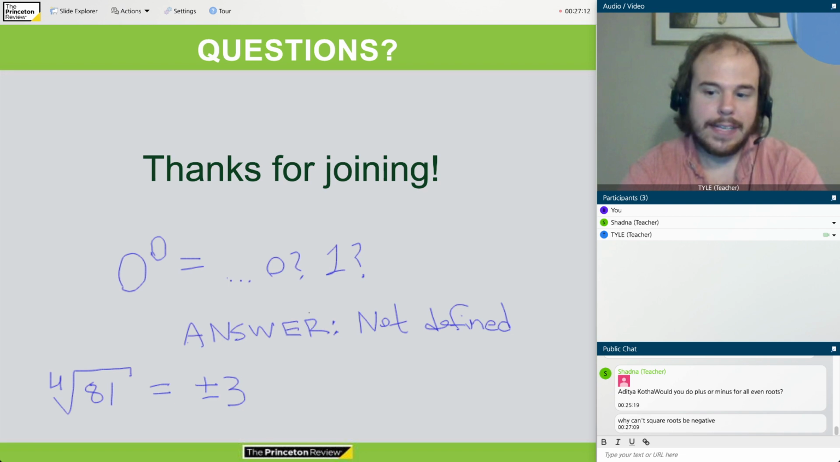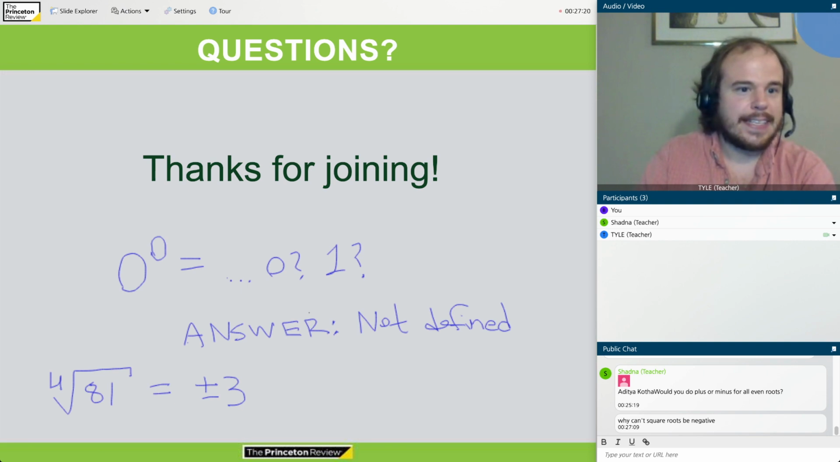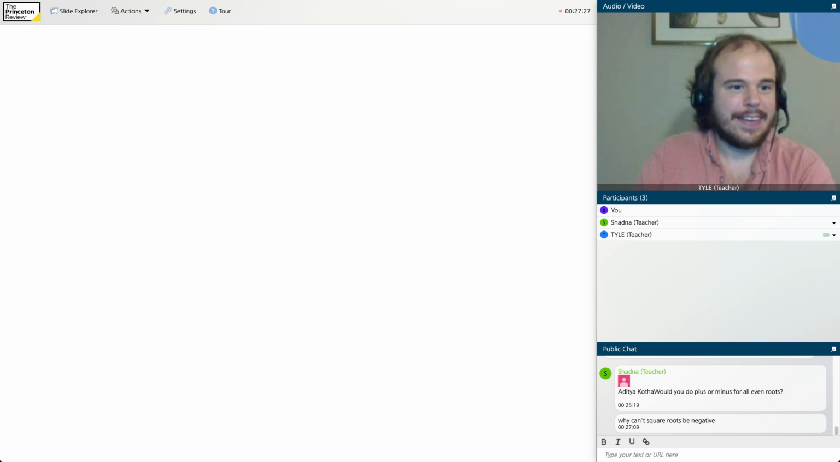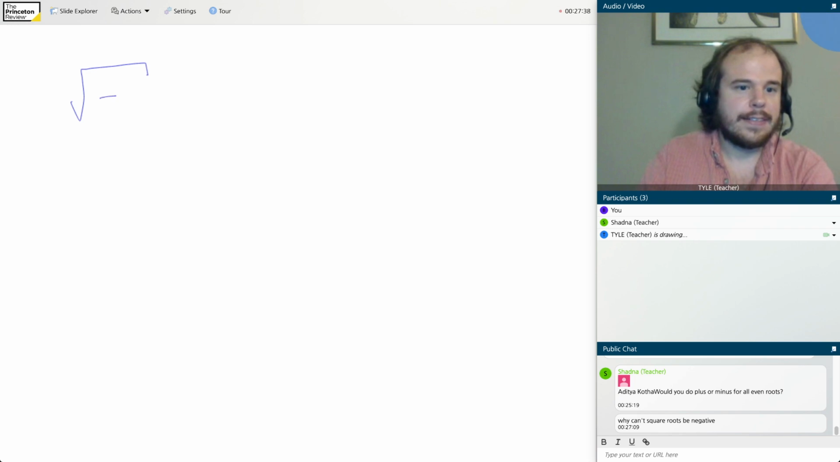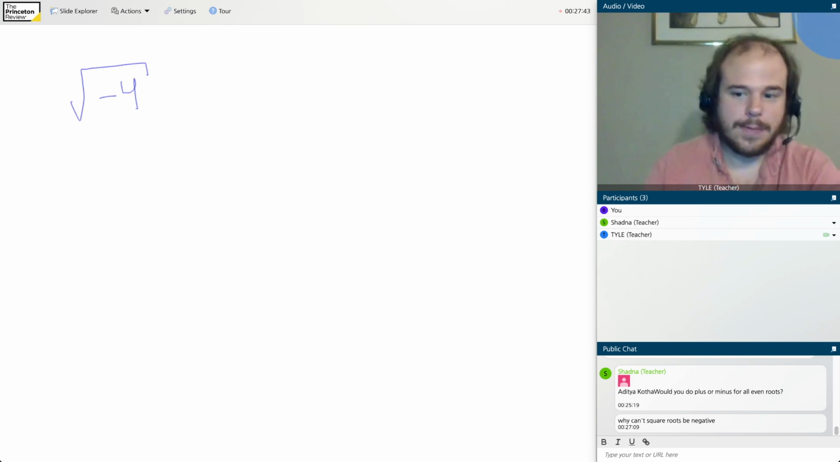Oh yeah, good question. So why can't square roots be negative? Let me create a new slide since this one is going to get a little messy. Let me open up my little whiteboard here. Here we go, loading. Great, perfect. Somebody asks about square roots being negative. So let me know if this answers the question. Let's say we wanted to take the square root of minus 4. Maybe this is what you meant. Why can't we take the square root of a negative number? Why can't the argument of the square root be negative?